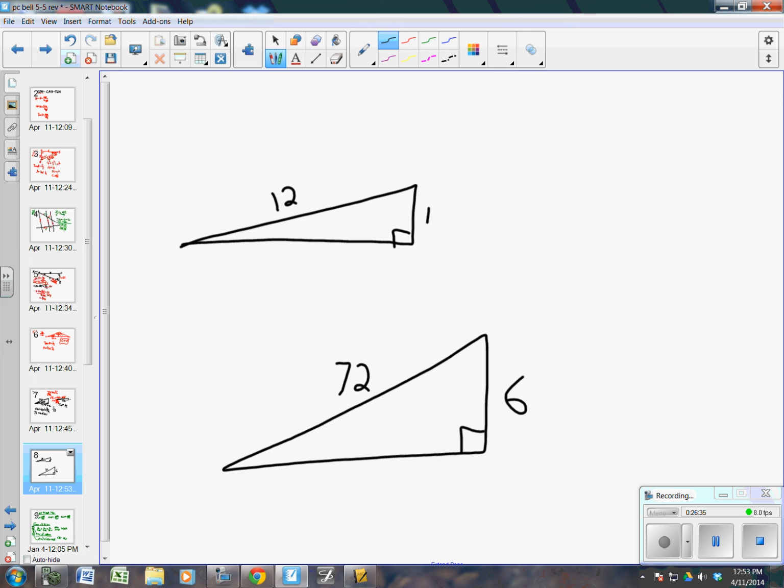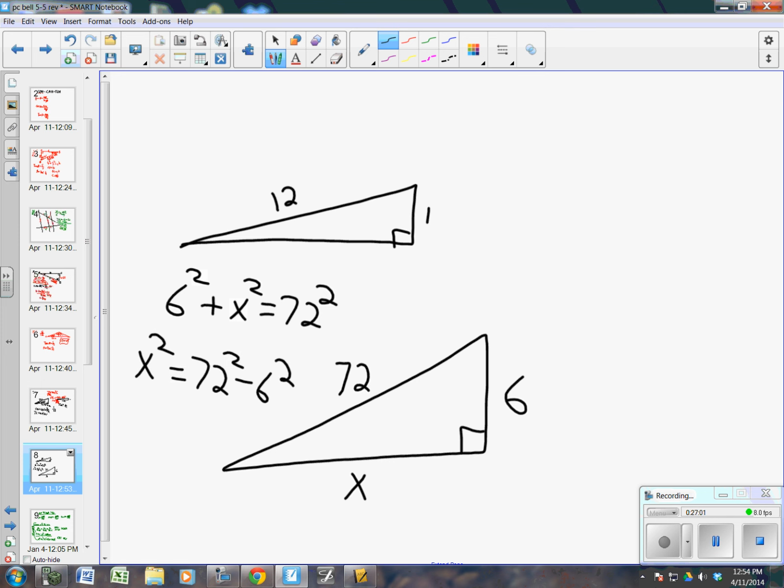Good job, Kelvin. So it wants to know the ramp length. Now we could use the Pythagorean theorem, which is going to be 6 squared plus x squared, call this x, equals 72 squared. So x squared is equal to 72 squared minus 6 squared. Put 72 squared minus 6 squared in your calculator, and then take the square root of that. What does it give you?